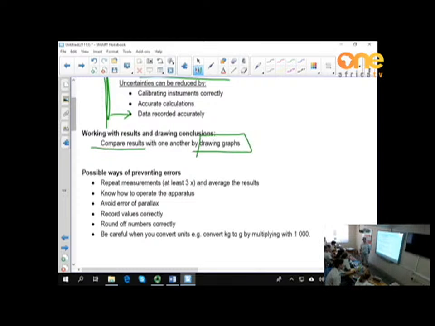Okay, so working with results and drawing conclusions, we can compare results with one another, usually by drawing graphs. Then possible ways of preventing errors: repeat and take an average. Know how to operate the apparatus.